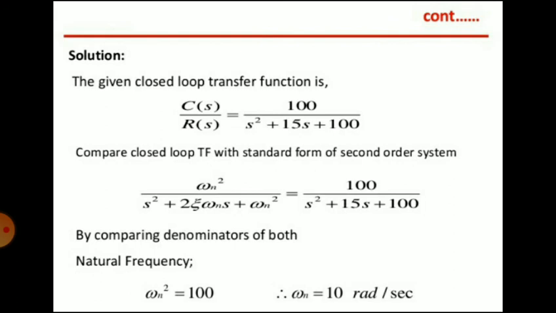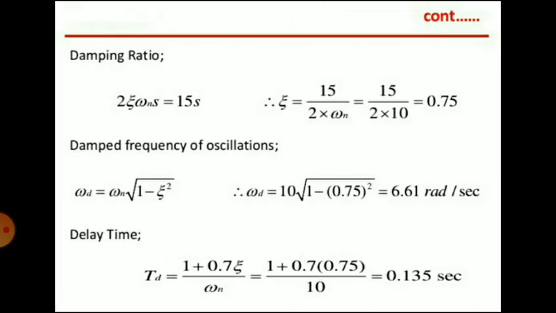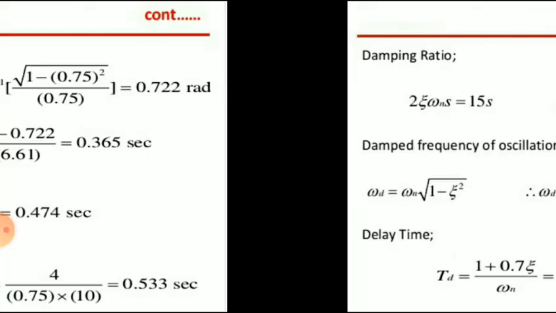You can find out after comparing the denominators of the given closed loop transfer function with the standard form of second order system, you will get omega n square equal to 100. So omega n is equal to 10 radian per second. Then damping ratio zeta is equal to 0.75. Then damped frequency of oscillations omega d is equal to omega n under root 1 minus zeta square. You will get 6.61 radian per second. Delay time is equal to 0.135 seconds.